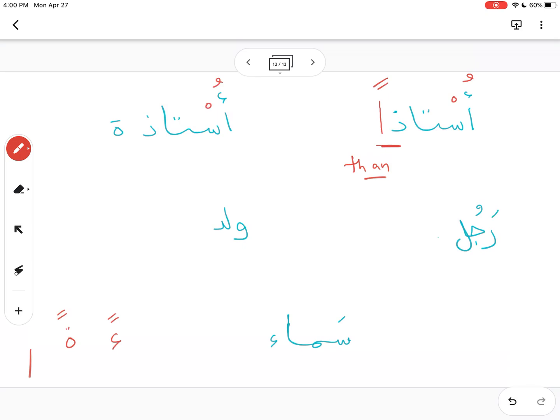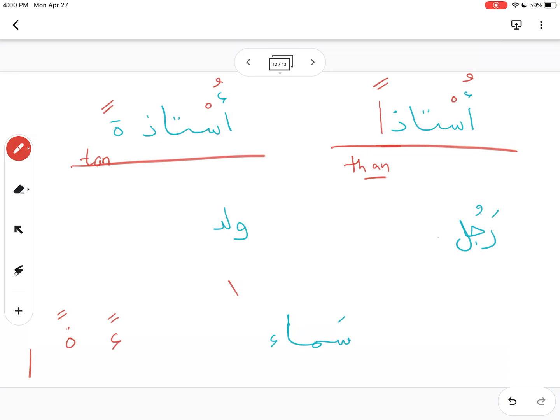A word that has ta marbuta, you can add tanween right on top of. And anytime you have ta marbuta at the end and there's haraka on it, you're going to pronounce it with the T sound because that's what the letter is. Ta, right? Ta marbuta. Then we're going to add the n. Ustadatan. So ustadan, ustadatan.